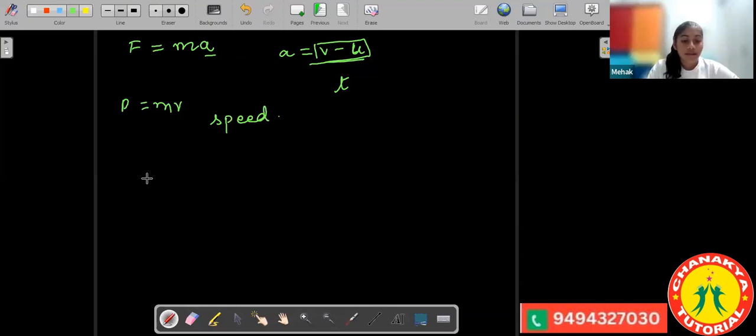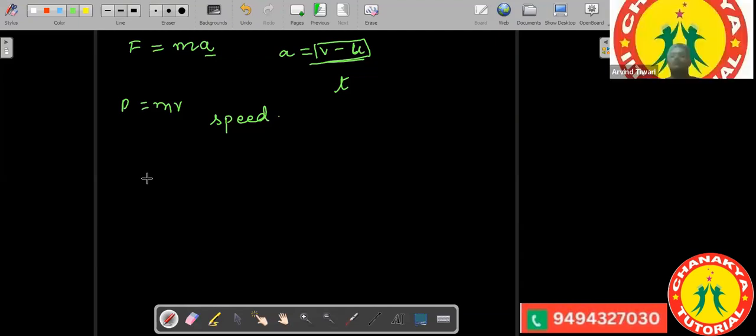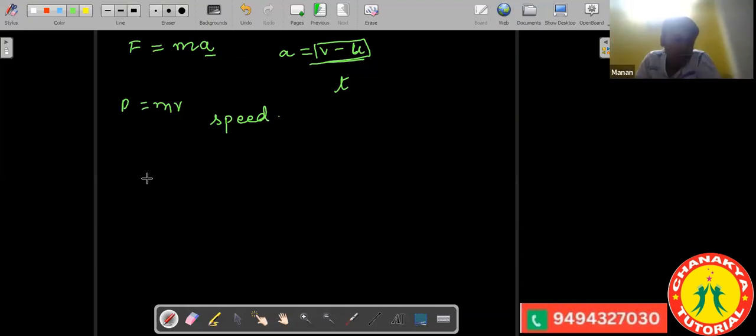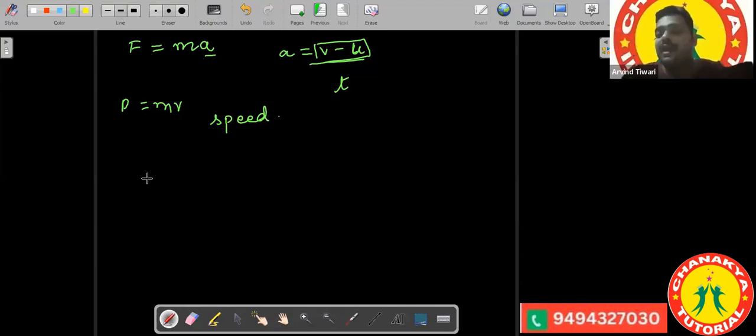No, sir, only the direction is changing, the speed is not changing. So this was a very good answer. Just keep in mind, magnetic forces always act perpendicular to the direction of motion of the charges.